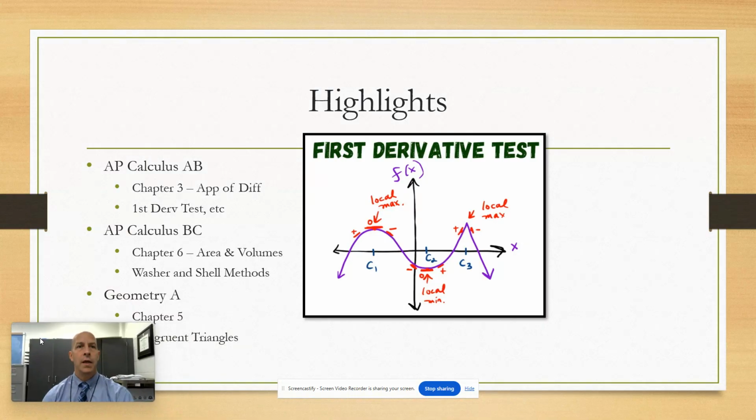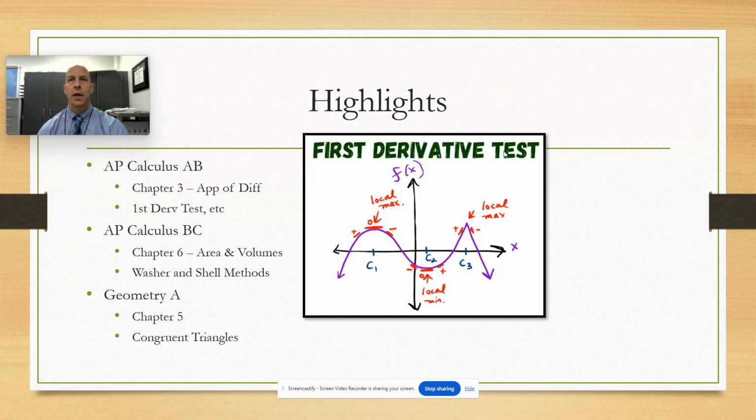This week in Calc AB, we are going to be looking at Chapter 3, which is on applications of differentiation. Last week we looked at what critical numbers are and what absolute max and mins are. This week we'll focus on things like the first derivative test, the second derivative test, where functions are increasing and decreasing, etc.